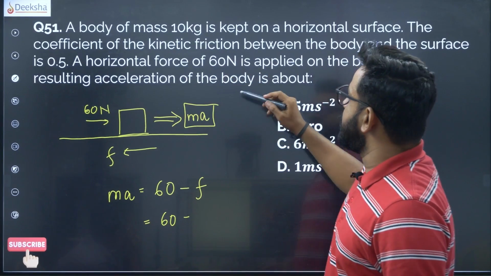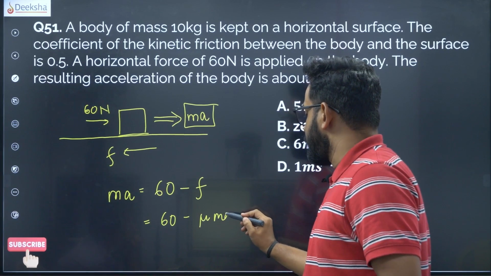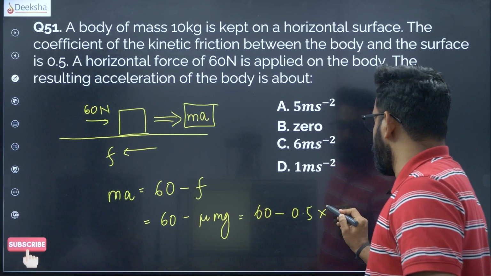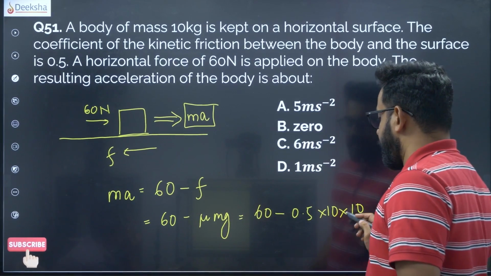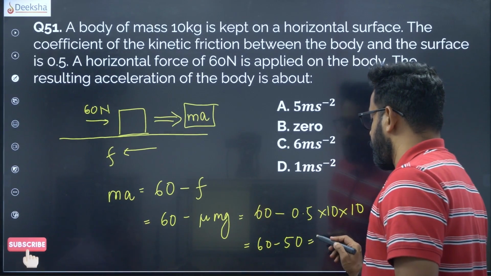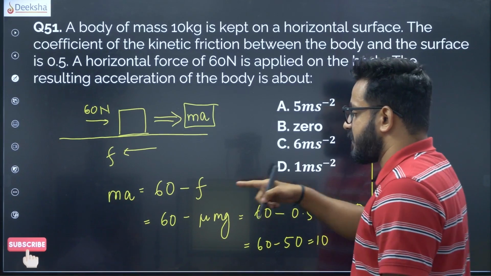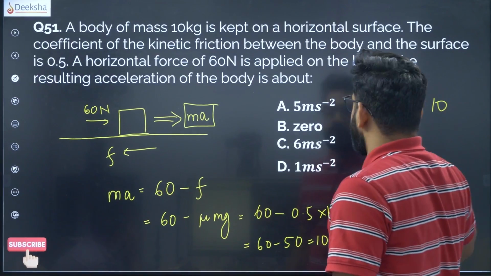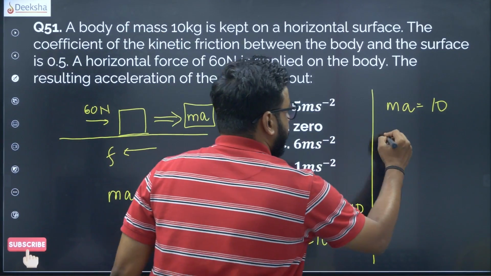The mass is 10 kg, so mu into mg: 60 minus 0.5 into 10 into 10, g is also 10. So 0.5 into 10 is 50, 60 minus 50 is 10. So my resultant force is 10. The final resultant force, mass into acceleration, is equal to 10. What is the mass? It's once again 10.